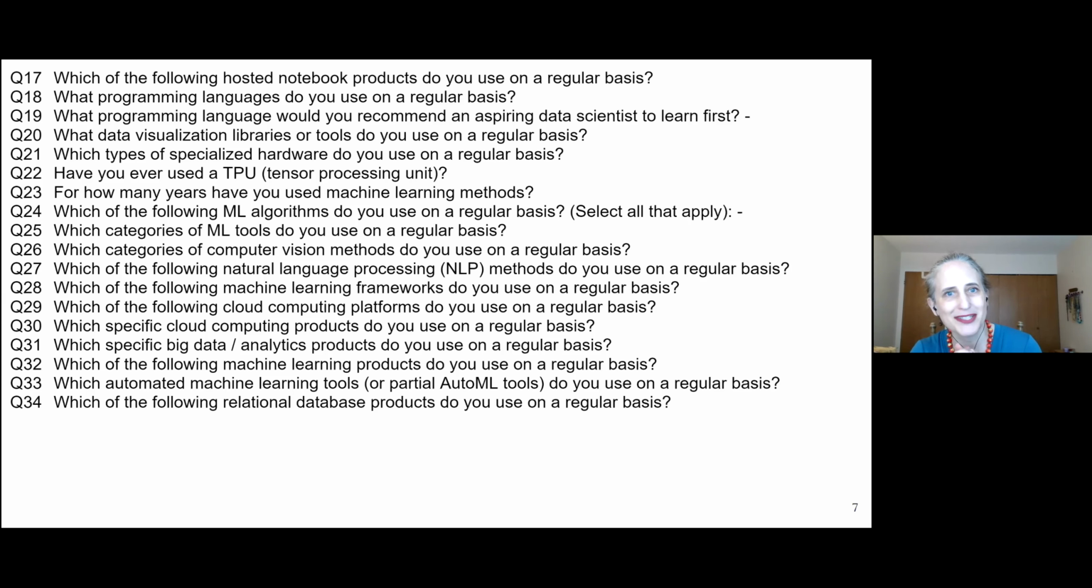Computer vision methods, natural language processing, machine learning frameworks, cloud computing platforms, cloud computing products, big data / analytics products, machine learning products, automated machine learning, and relational database products. So overall, there are a few questions around demographics, a few questions around workplace, and a lot of questions around tools.